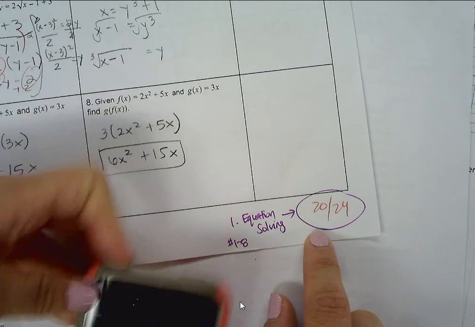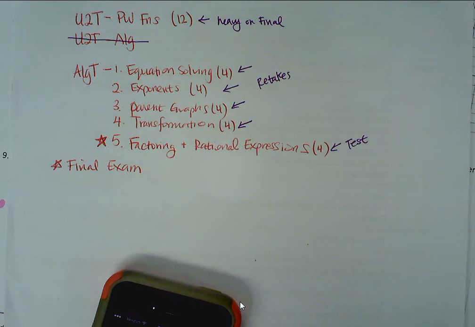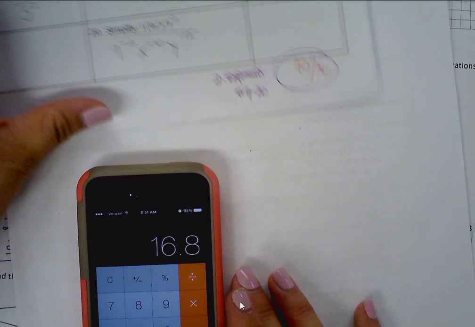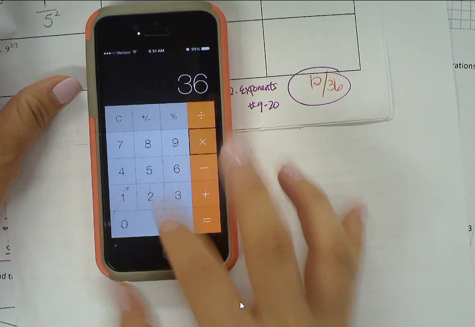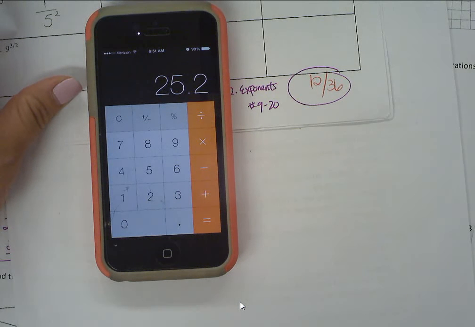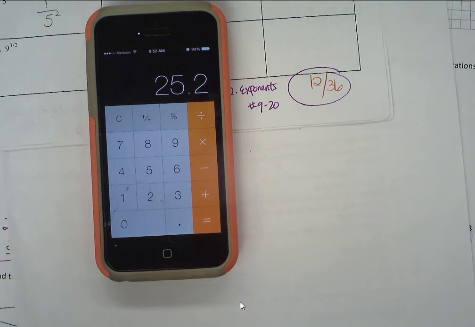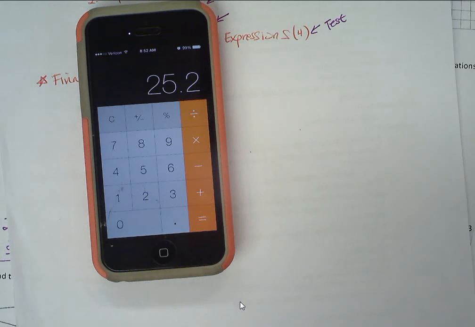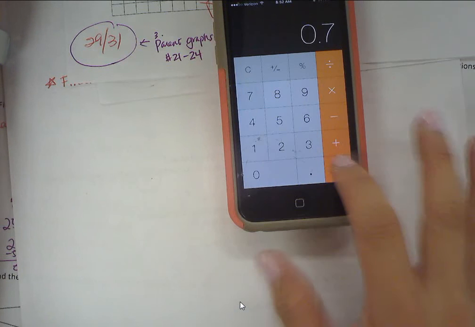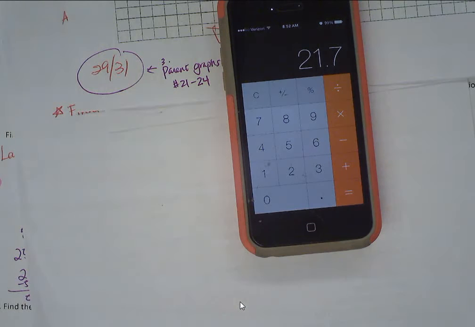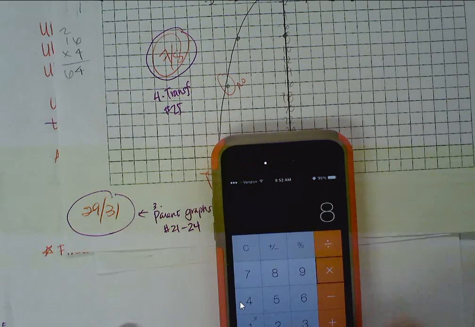The second page was out of 36. 70% of 36 is 25.2, so you should have a 26 or above to pass the second page. The last page, out of 31: 31 times 70% is 21 point something, so you need 22 and above to pass the parent graphs. And the last one, the little transformations, 70% of 8 is 5.6, so you have to have 6 and above to pass the transformations one.